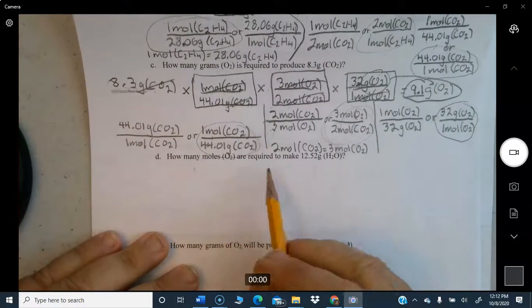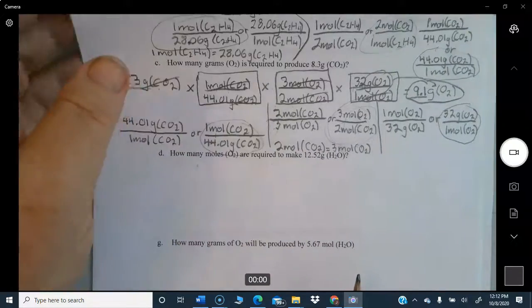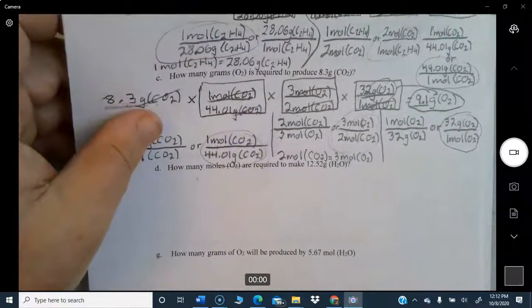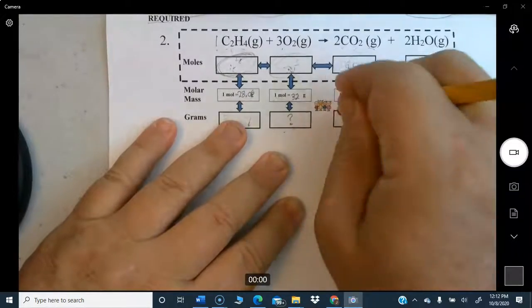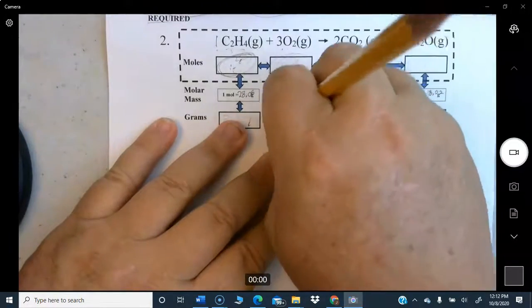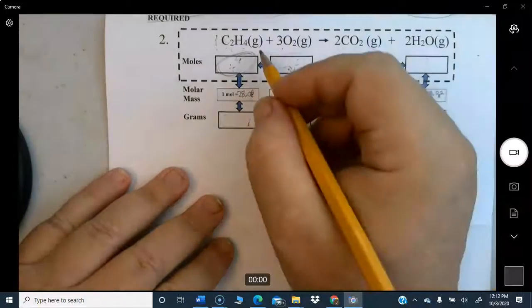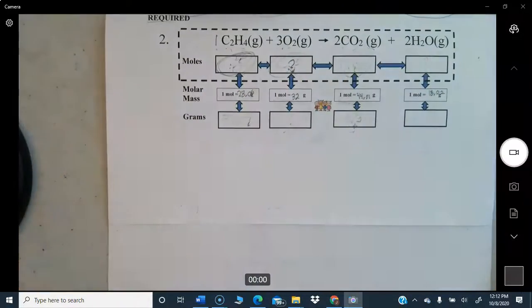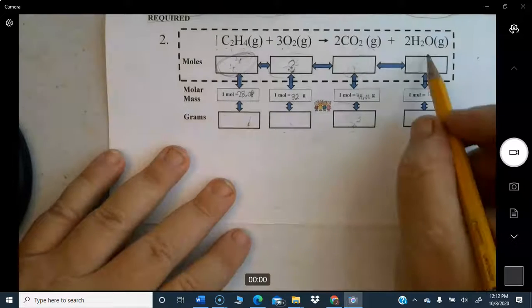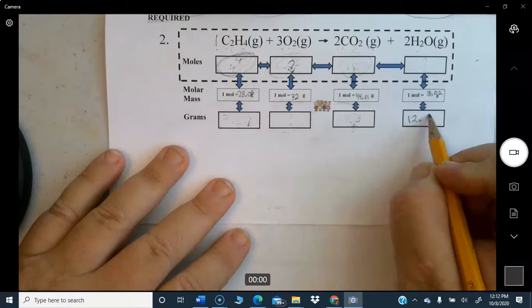How many moles of O2 are required to make 12.52 grams of H2O? So you'll start to recognize that moles to grams is a 2 conversion problem. So it's how many moles of O2. Moles of O2 is right here, O2 in the moles row. Is required to make 12.52 grams of H2O. So H2O is here, grams is in our world here, so it's 12.52.